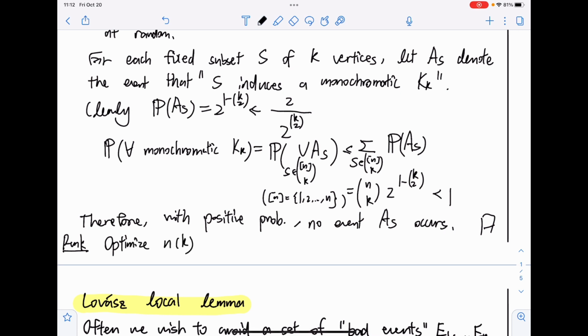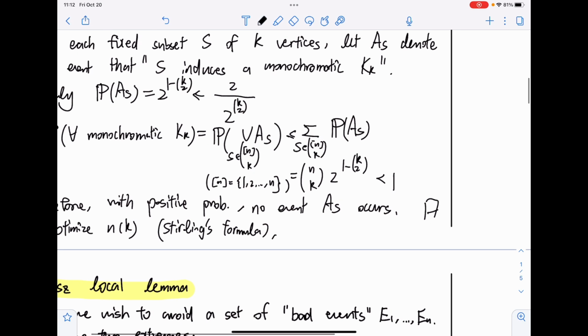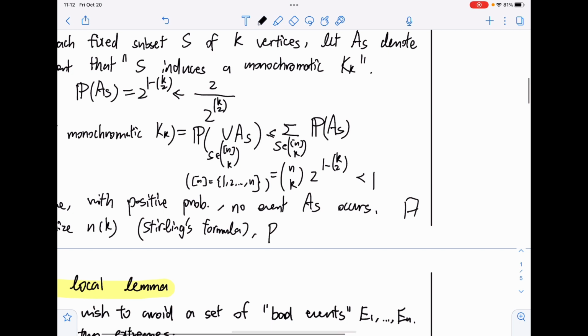And in this step, you can try to do it yourself. We'll use Stirling's formula, and we'll get a quantitative bound, which is that the Ramsey number of k, k is greater than 1 over e squared times (2 times little o(1)) times k times 2 to the power of half of k.